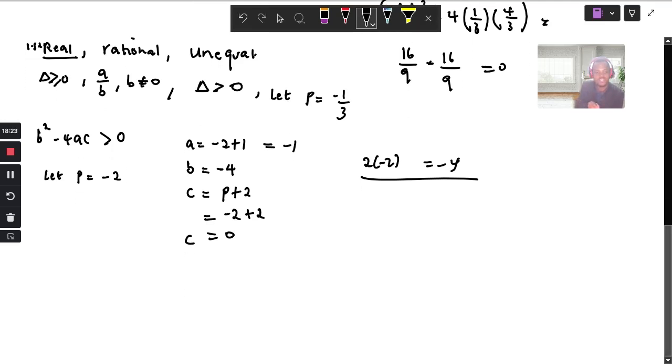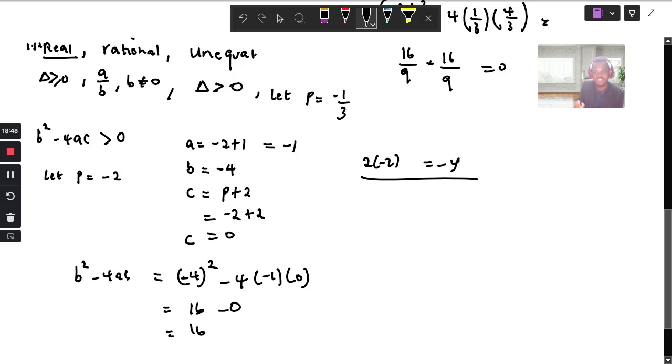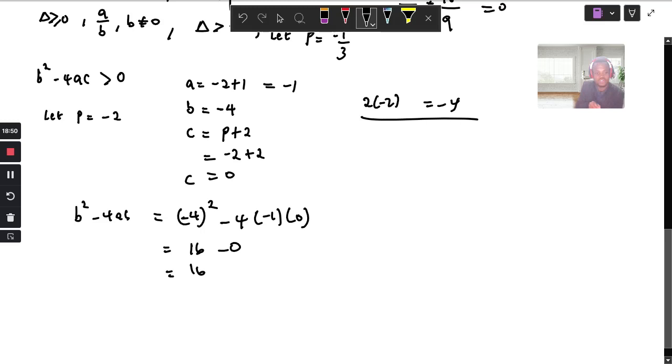Okay? So that means I can find b squared minus 4ac. How do I find it? B squared becomes minus 4 squared, minus 4. My a is minus 1, but my c is 0. So here you see I get 16, and this one is minus 0, so it's equal to 16. And 16 is greater than 0, so my b squared minus 4ac is greater than 0.